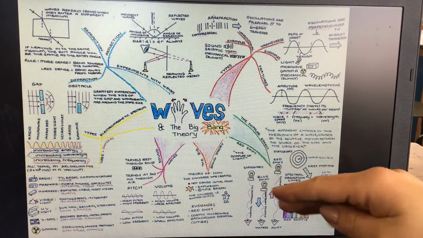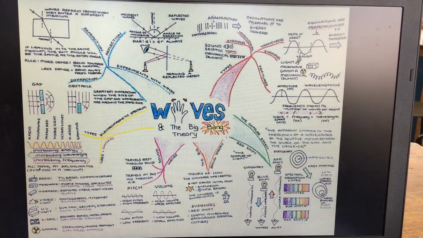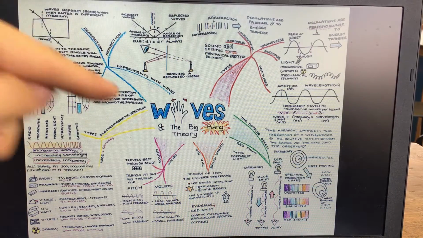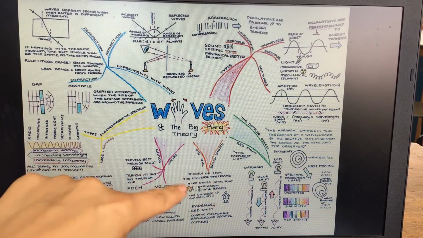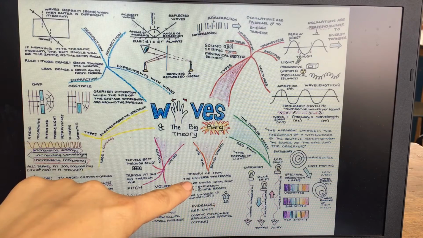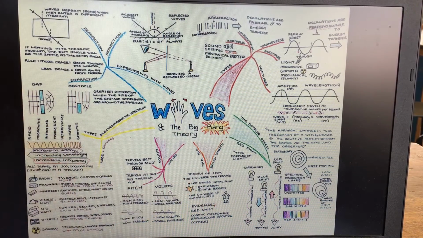So how does this lead on to the Big Bang? Okay, so the Big Bang is just a theory. We can't prove it, we've got evidence, but it's our best guess, really. So it's a theory of how the universe was created. Please do not say the Earth or the world. It is the universe. They might also ask you, what is the universe? It's all of the galaxies, okay?